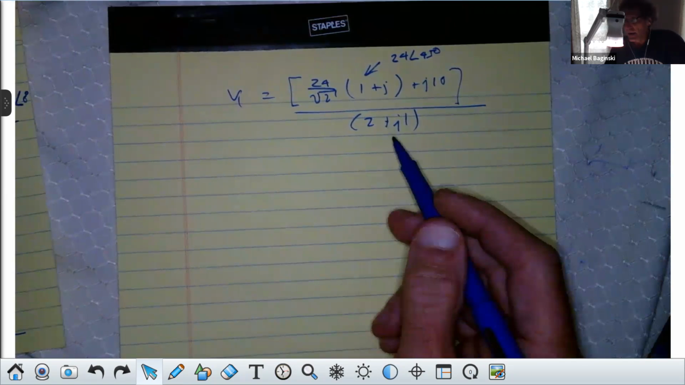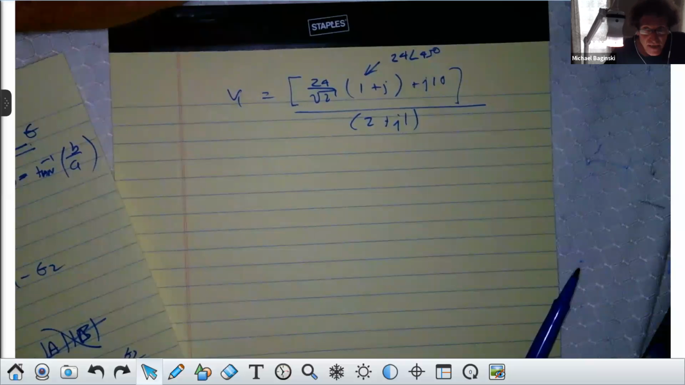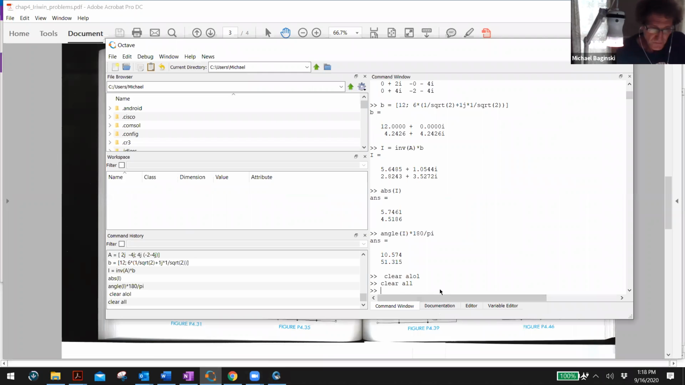Now, I'm using Octave, and it's probably very similar to a lot of your calculators, but I can't say that for sure. I say V1 equals 24 divided by the square root of 2, times 1 plus 1j, plus 10j.